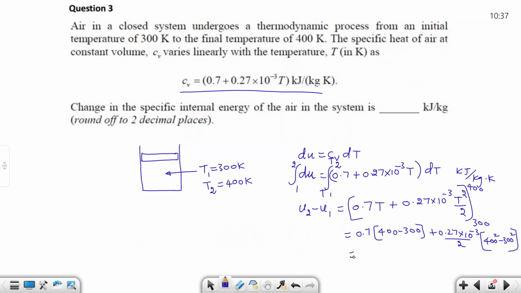It's 79.45. Okay, so not Kelvin, kilojoule per kilogram. So now we will move to the next question.